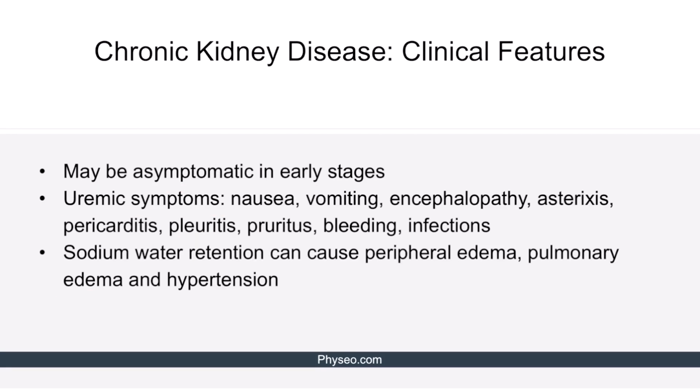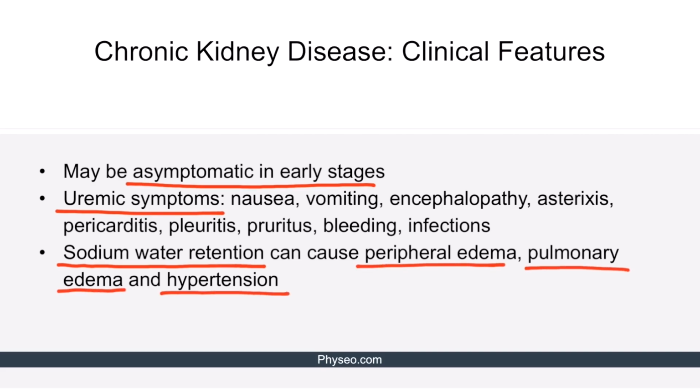Clinical features can be absent in early stages. If symptomatic, they can present with uremic symptoms due to decreased clearance of urea from the blood. Symptoms include nausea, vomiting, encephalopathy, asterixis, pericarditis, pleuritis, bleeding due to platelet dysfunction, and infections due to leukocyte dysfunction. Other features include sodium water retention, which is evident by peripheral edema, pulmonary edema, and hypertension.